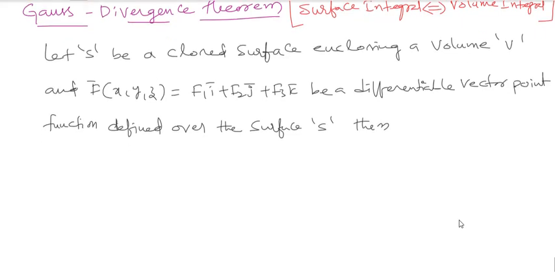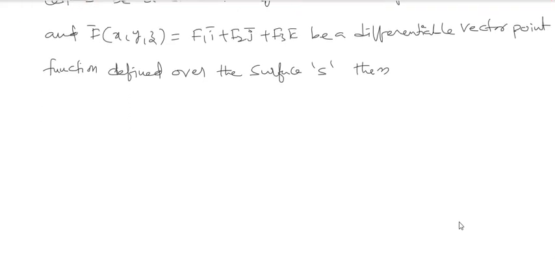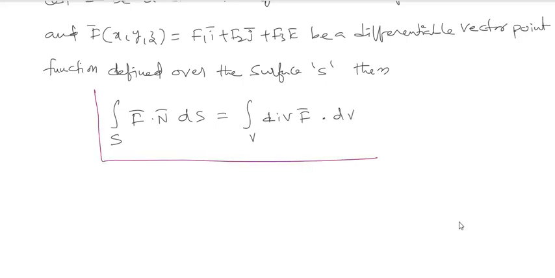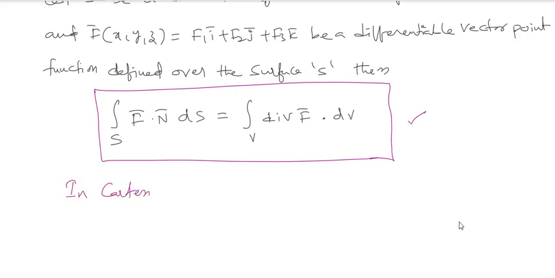S, then the surface integral of f bar dot n bar ds is equivalent to the volume integral of the divergence of f bar dv. So this is the Gauss divergence theorem. So we are converting a surface integral into a volume integral.